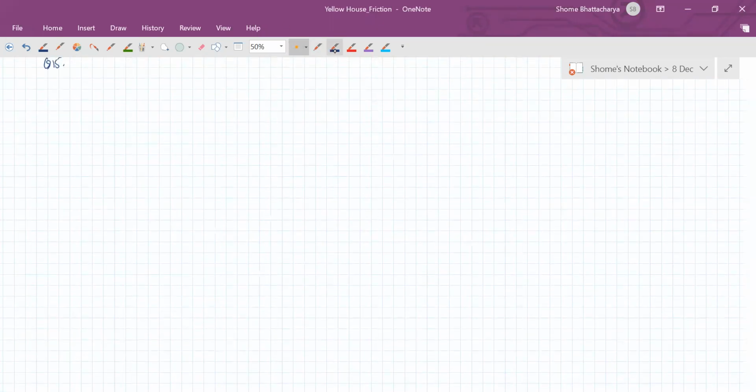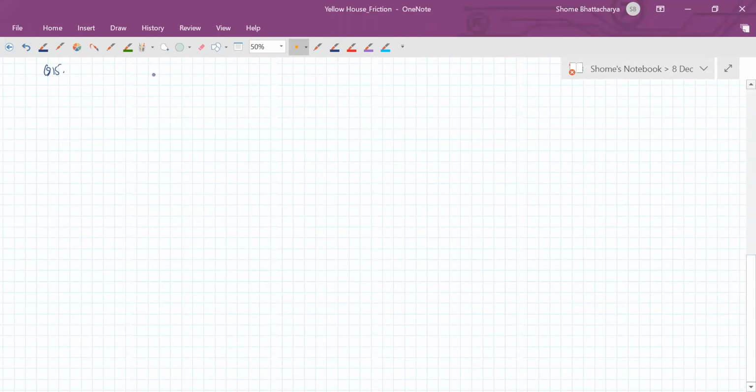Okay, so come to question 15. What it says is that the coefficient of friction between the shoes of an athlete and the ground is 0.9. So let me excuse the poor drawing, but the coefficient of friction is 0.9.